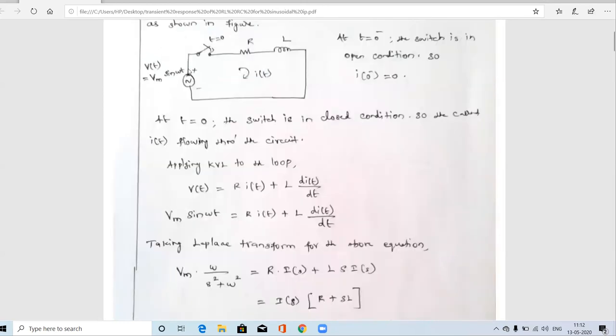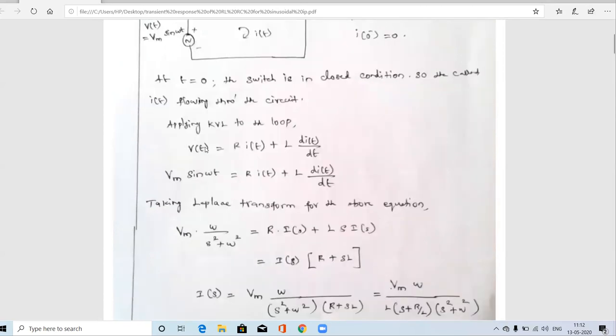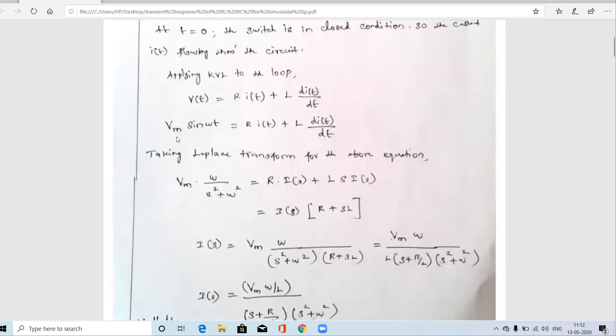What is the expression for a sinusoidal signal? Vm into sine omega t, where Vm is the amplitude of the sine wave and omega is the radian frequency. Instead of v of t, we substitute Vm sine omega t, the sinusoidal voltage, on the same side of the equation. Our aim is to find the value of this i of t. The current i of t appears in two forms, one in normal form and one in differentiation form. We have to solve for this i of t.